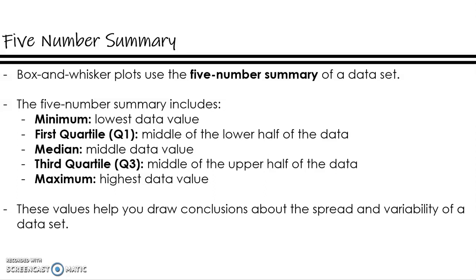The easiest way I think to memorize it is to remember that you have to find your median. That splits your data, remember, into your lower and upper half. You have to find your minimum, which is the lowest number in your data set. You have to find the opposite, the maximum, the highest data value in your set.